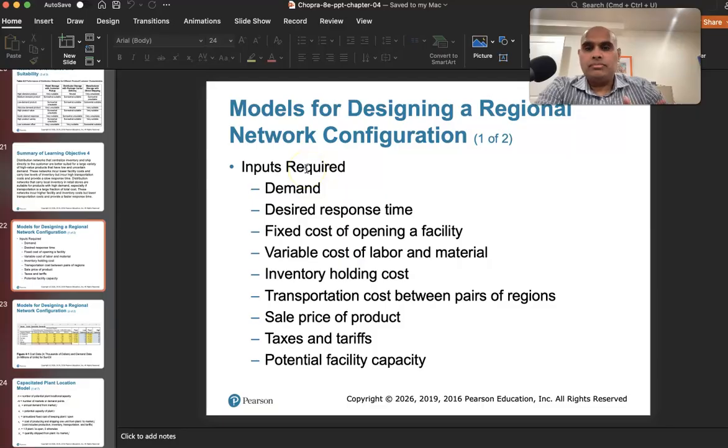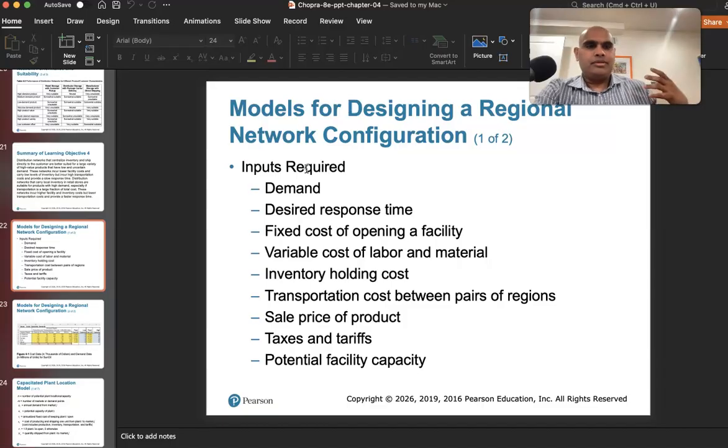So what do you need in situations like this? You need the demand, you need the desired response time, fixed costs for operating the facility, and all the different sorts of variable costs involved, including labor, material, holding costs, transportation costs, and whatnot. Of course, the sales price of the product is useful. If there are any taxes and tariffs, that would be useful. And definitely, we would need to know what the capacity of the facility is.